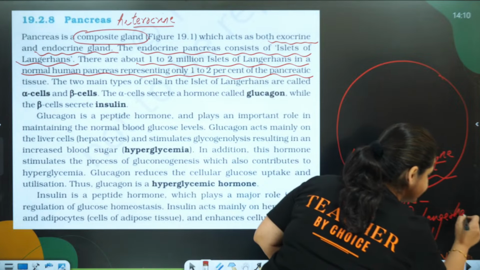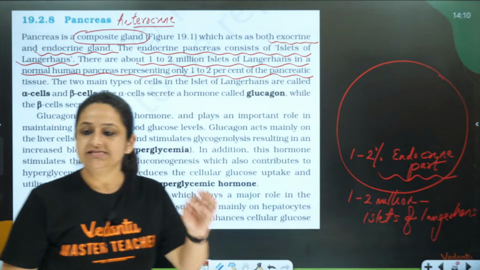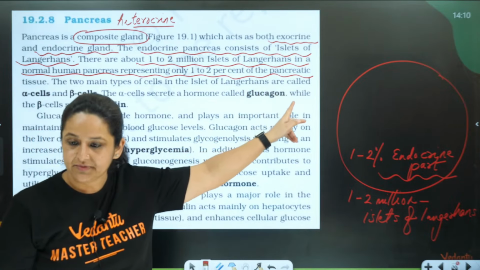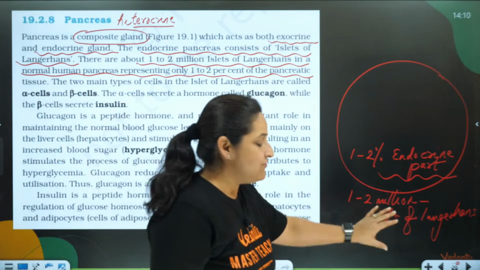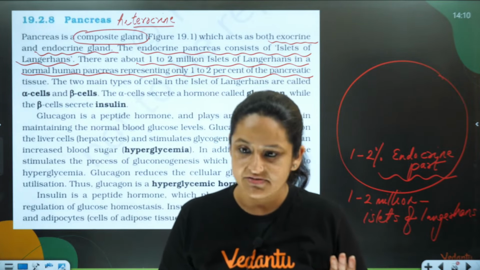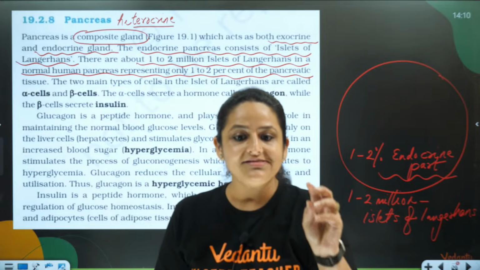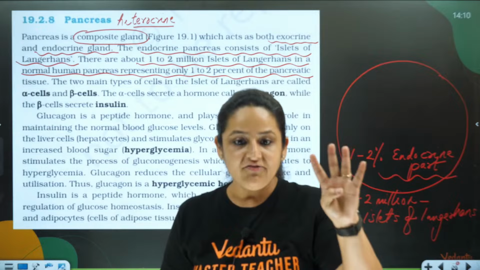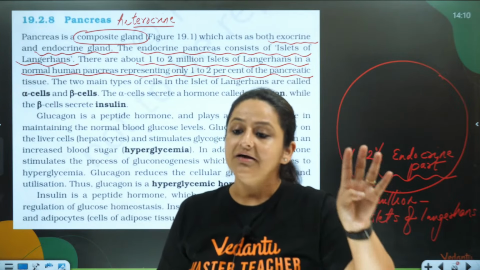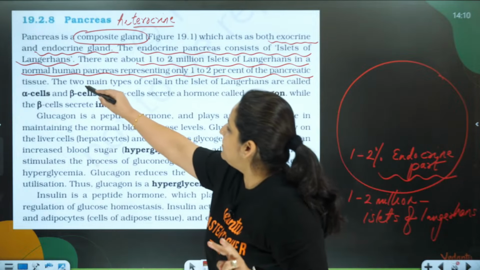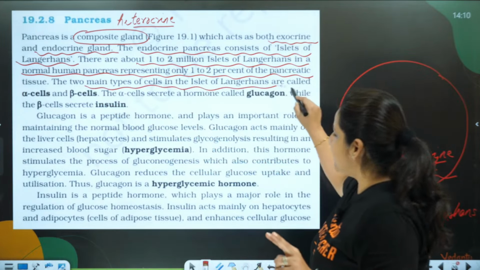I hope this part is clear to everyone. These lines are clear. Generally, kids remain confused over here. Now, islets of Langerhans are a collection of certain cells. In the islets of Langerhans, there are actually 4 types of cells, but NCERT is referring to only 2. So we will understand that there are 2 main types of cells in the islets of Langerhans.